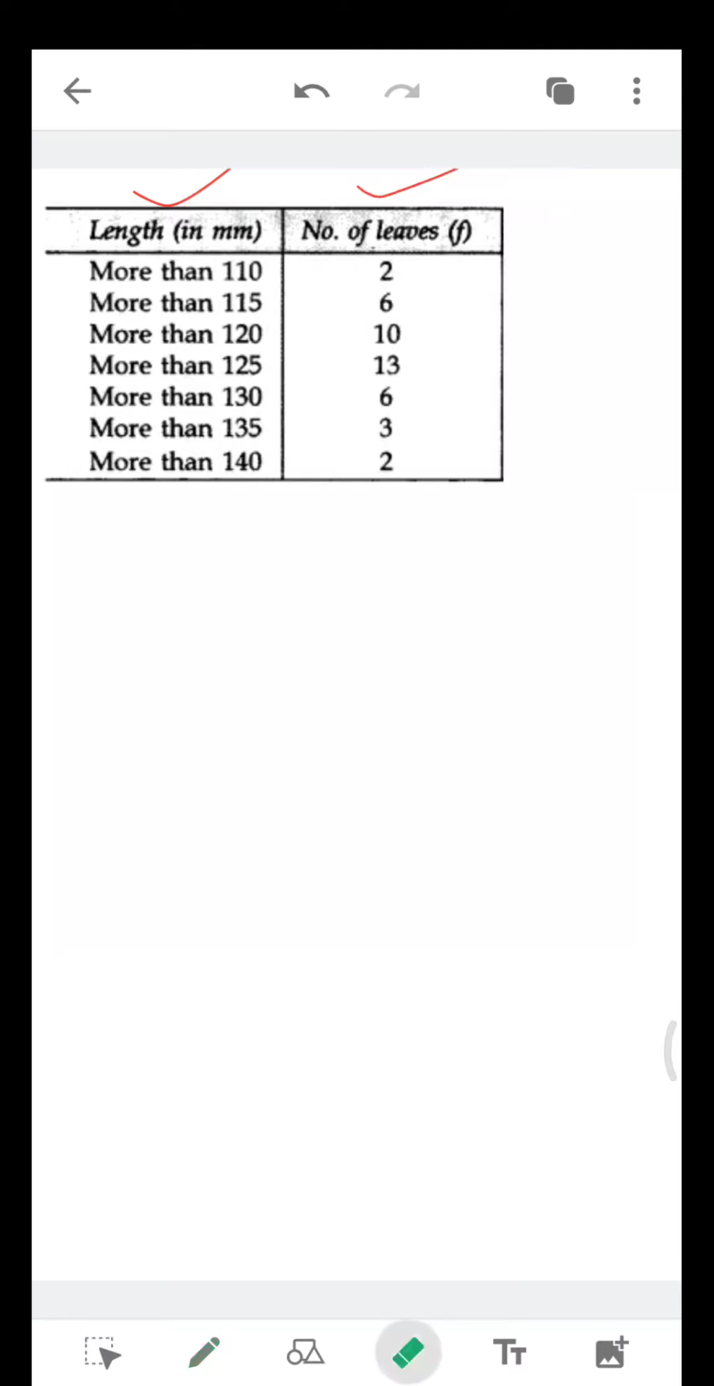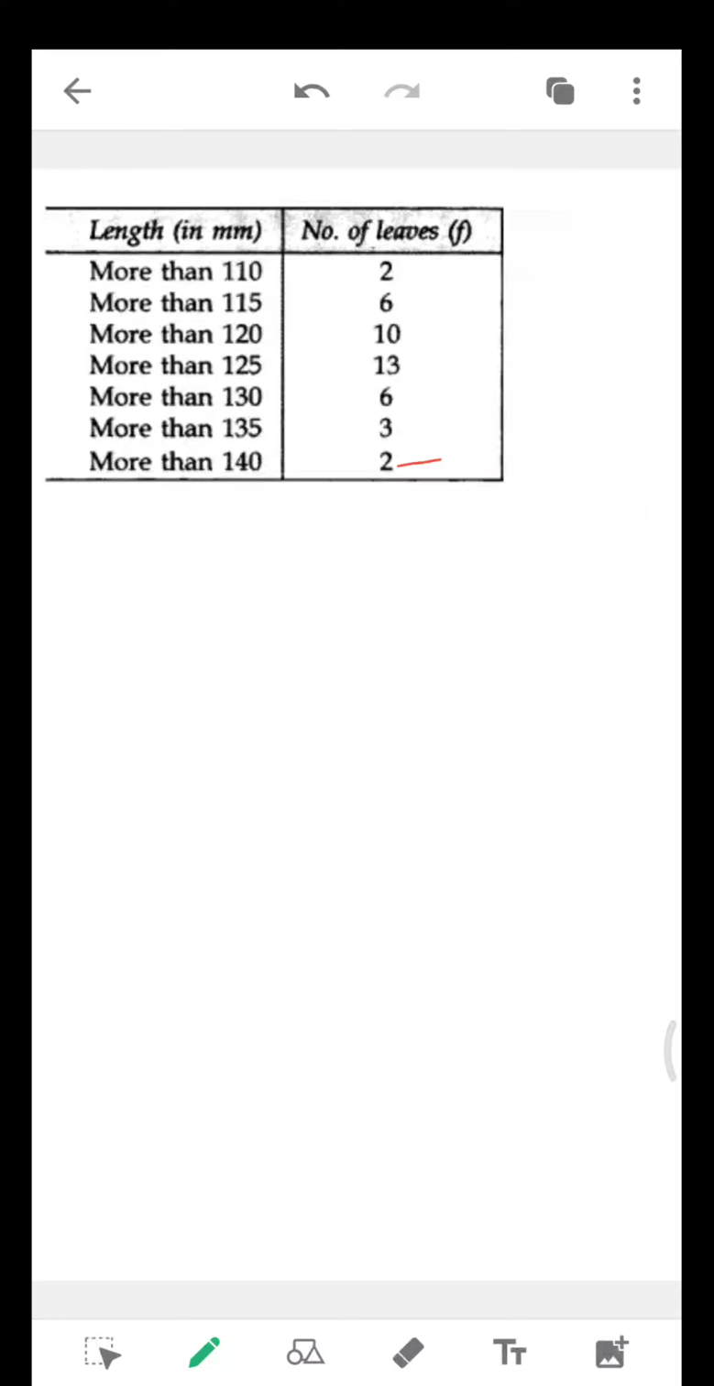So for more than type of frequency, we need to make one more column like we made for less than. For less than we added from top, we wrote 2, then we added 2 plus 6, 8. But for more than, we add from bottom.